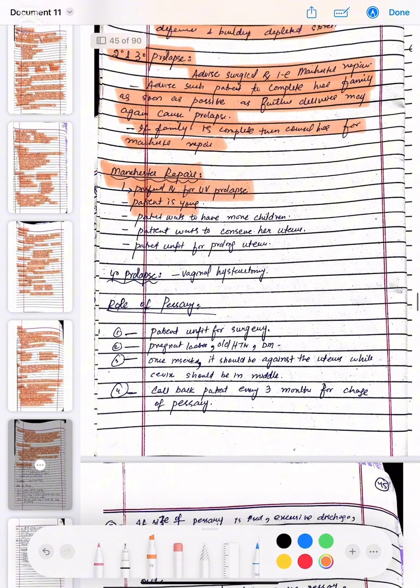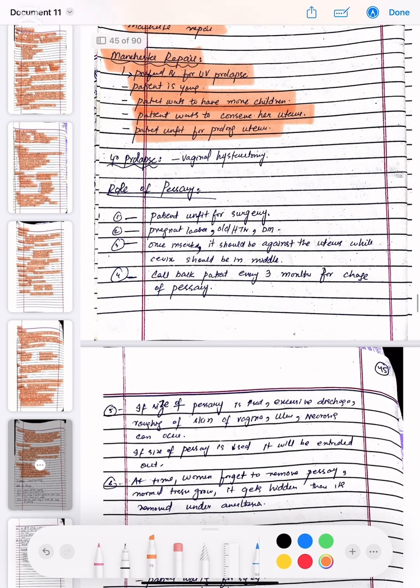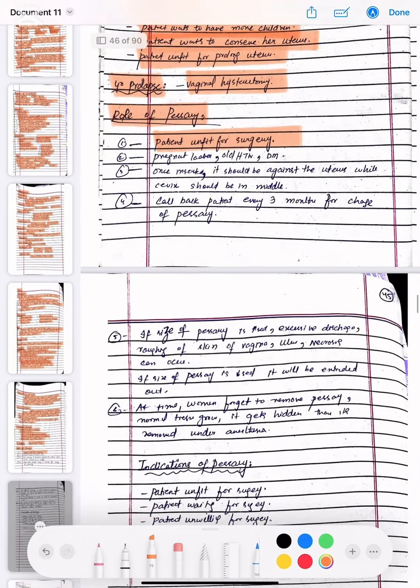The patient is young. The patient wants to have more children. The patient wants to conserve her uterus, and the patient is unfit for prolonged surgery. For fourth degree prolapse, vaginal hysterectomy is done. The role of pessary is in patients who are unfit for surgery, it is used in those patients, for pregnant patients, and for old patients who are hypertensive and diabetic.